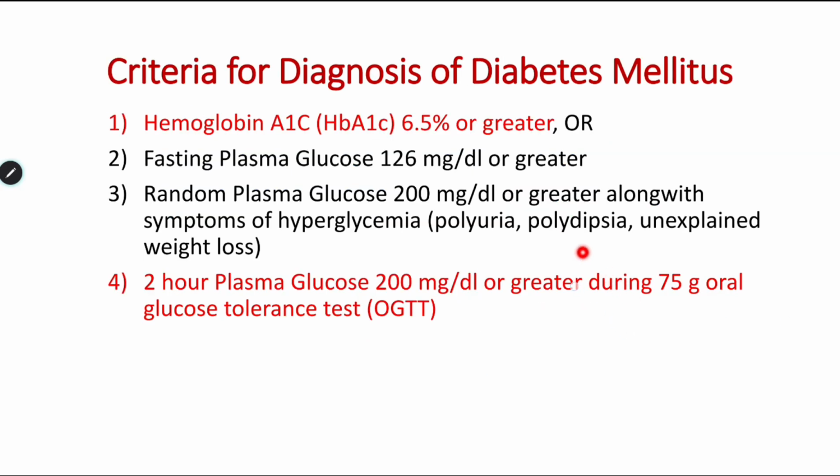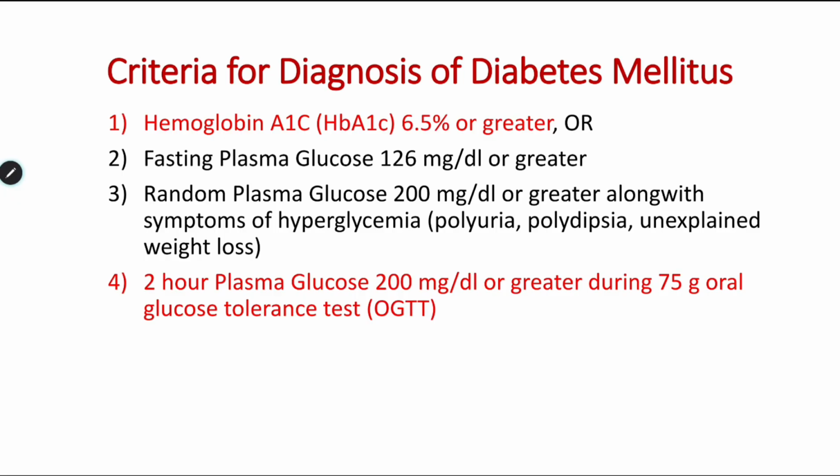How do you diagnose diabetes? If glycated hemoglobin is 6.5% of total hemoglobin or greater, or fasting plasma glucose of 126 mg per deciliter or greater, or random plasma glucose 200 mg per deciliter or greater, along with symptoms of hyperglycemia like polyuria, polydipsia, unexplained weight loss, or 2-hour plasma glucose 200 mg per deciliter or greater during a 75-gram oral glucose tolerance test.